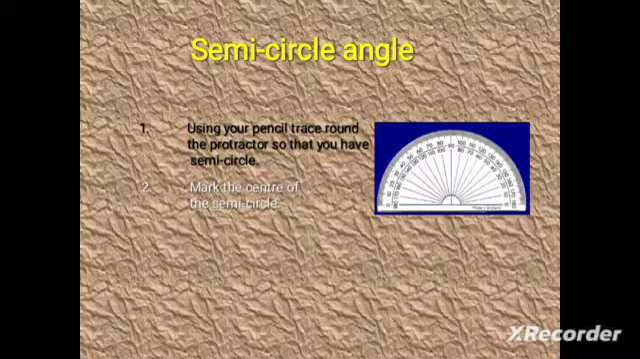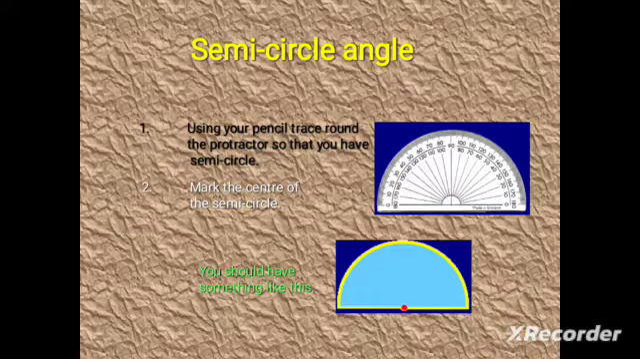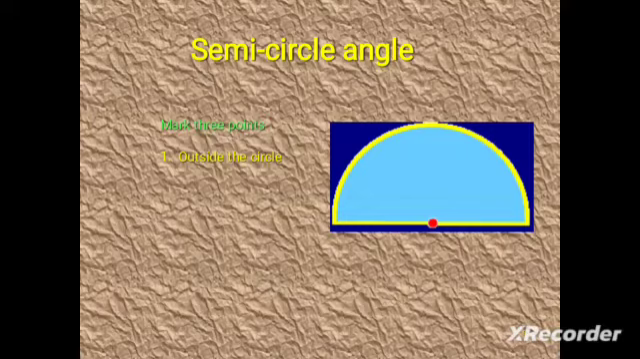And using your pencil, trace round the protractor so that you have a semicircle. Number 2, make the center of the semicircle as below. So you should have something like this. And then mark 3 points outside the circle. So the first point is there, second and third. Then on the circumference, you also mark 3 points. My first point is there, second and third.